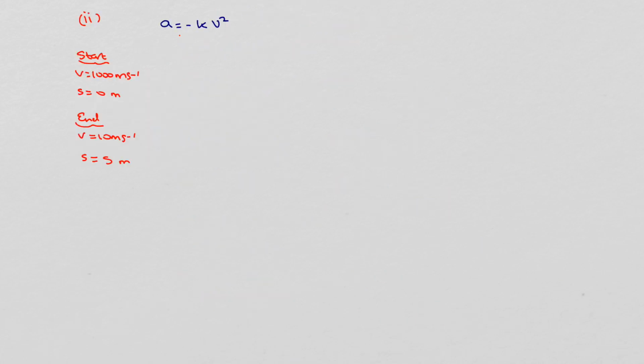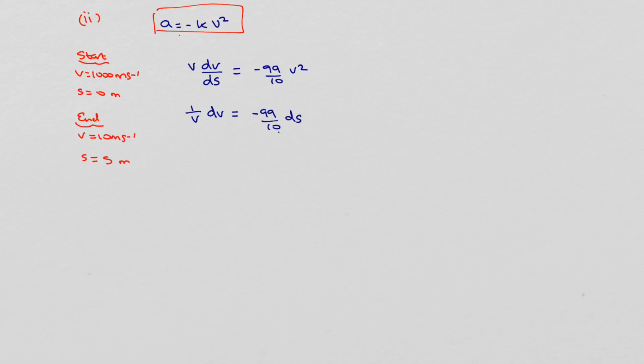So if we're looking at our acceleration with regards to v and s, acceleration can be written as velocity times the rate of change of velocity with respect to distance. And we know that k is minus 99 over 10. If I rearrange to get all the v's on the left and all the s's on the right, I divide v by v squared, and I end up with v over v squared, which is of course 1 over v dv. And then I get minus 99 over 10 ds.